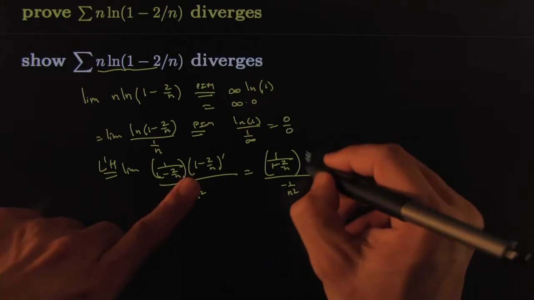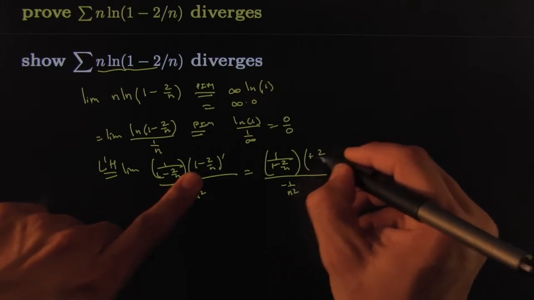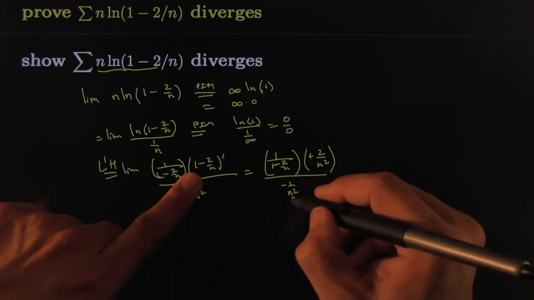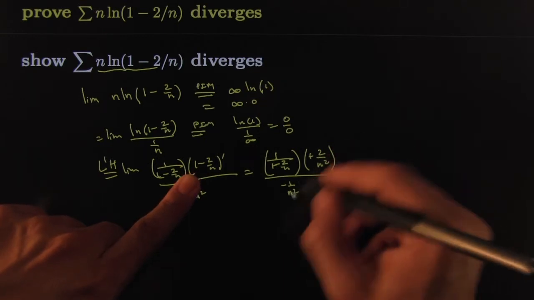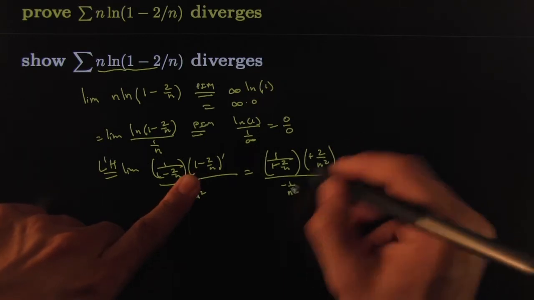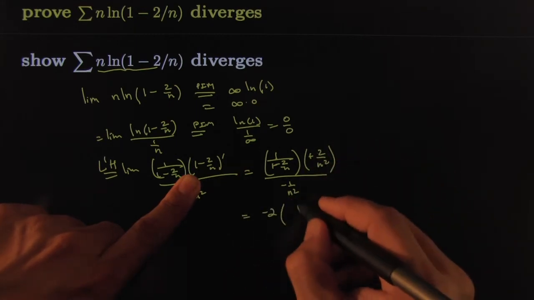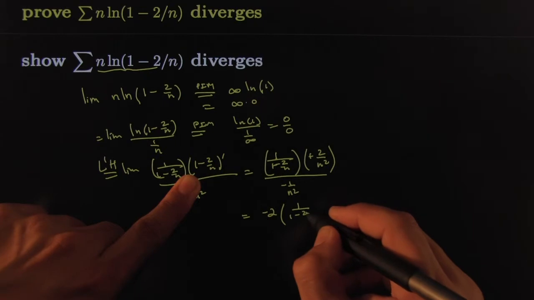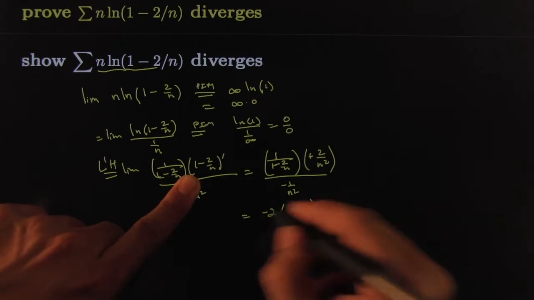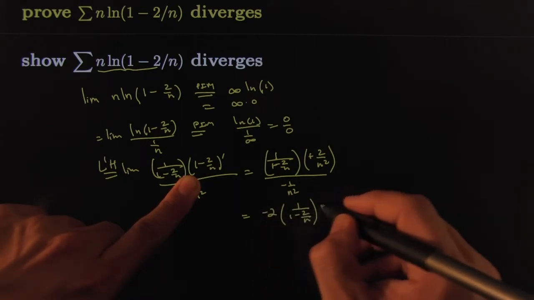The derivative of negative 2 over n is positive 2 over n squared. And the n squares would cancel here, so this whole thing becomes negative 2. So I'm looking at negative 2 times 1 over 1 minus 2 over n, and this is going towards infinity.